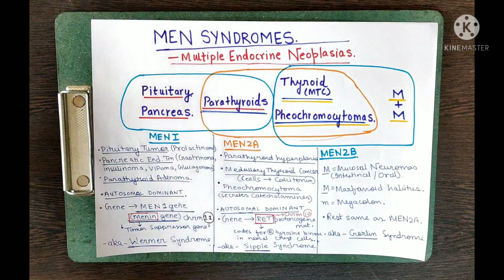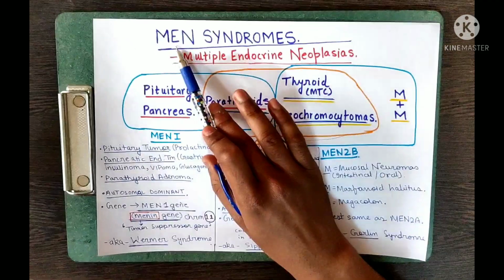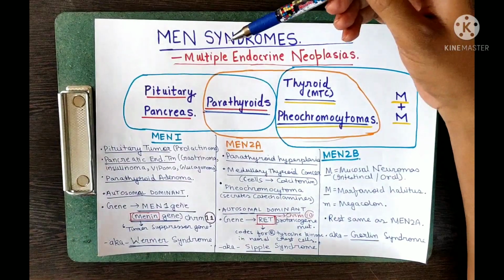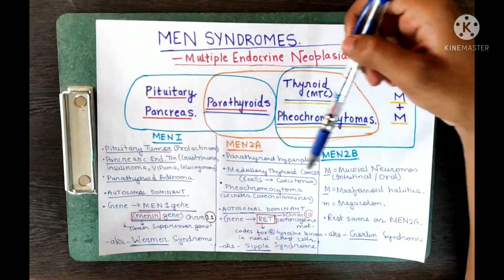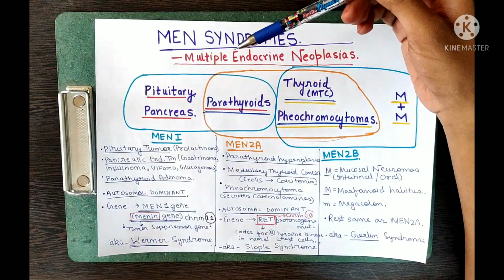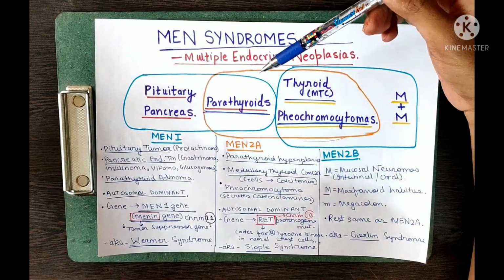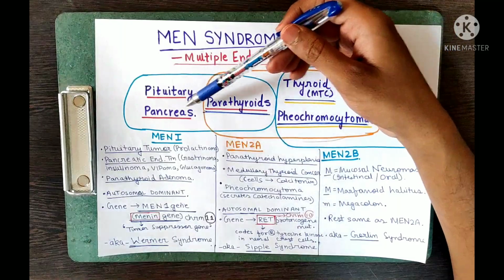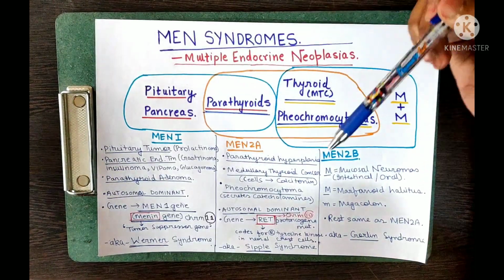In this video, we are going to study about MEN syndromes. So what actually does MEN stand for? MEN stands for multiple endocrine neoplasias. There are three types of MEN syndromes: MEN1, MEN2A and MEN2B. Each MEN syndrome consists of a few endocrine organs, and the interesting fact about these MEN syndromes is that each of them has overlapping features with the others.